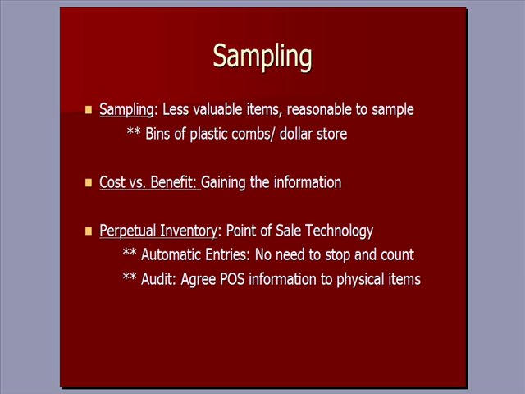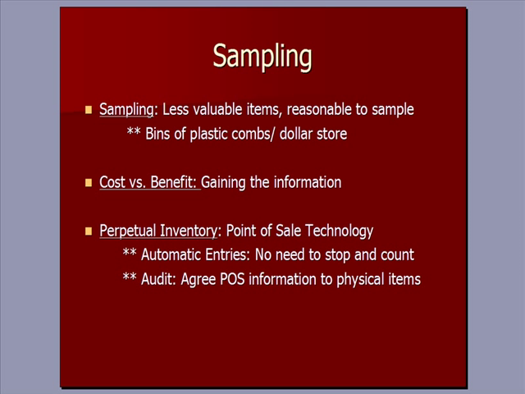One last concept I'd like to cover is sampling. With less valuable items, it's more reasonable to count a small sample of them rather than all of them. And I always use the example of bins at the dollar store. Let's say there's a big bin with black plastic combs in it. Well, rather than count each comb, it would probably be a lot more efficient from a cost-benefit analysis. Don't invest time counting all the combs. Find some way to take a sample of it to make sure that the numbers are still there. We have to consider the cost of obtaining the information with the benefit of having it. Low-dollar items we're going to spend less time on.